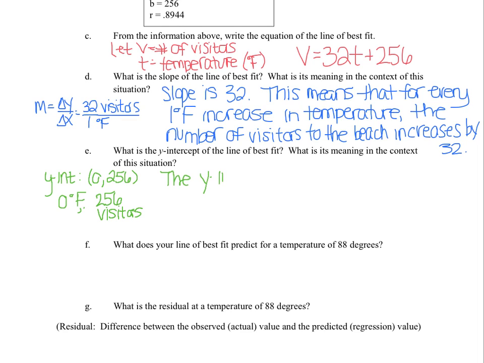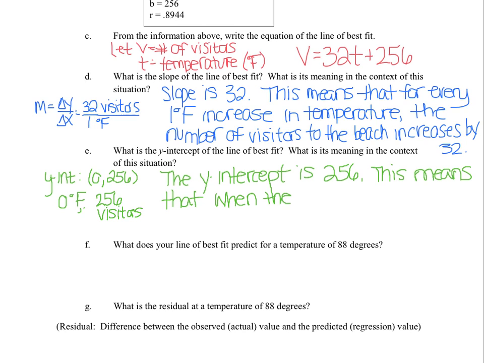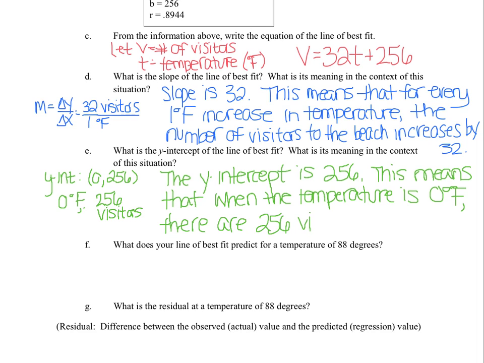So the y-intercept is 256. This means that when the temperature is 0 degrees Fahrenheit, there are 256 visitors at the beach.